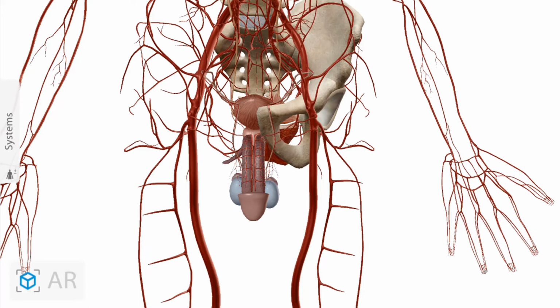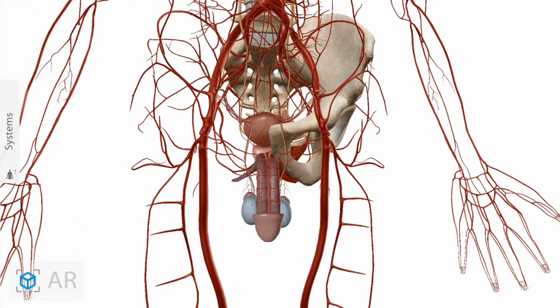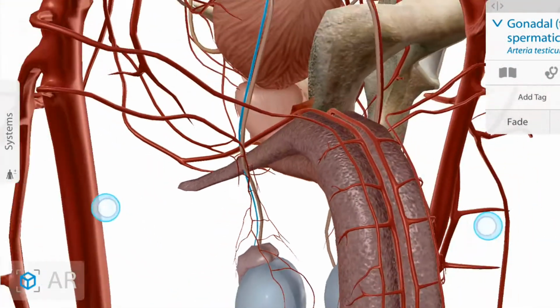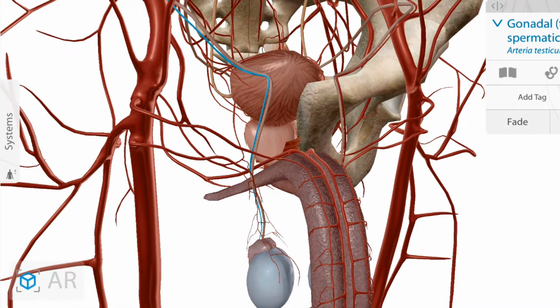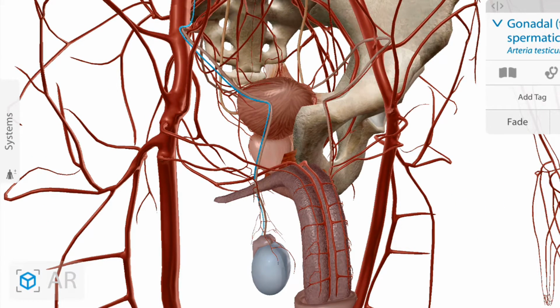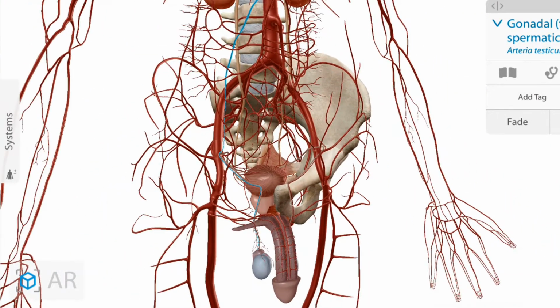So in this 3D diagram, I will only show you the testicular artery and testicular vein, which are the main blood supply of the testis. So first, I will show the testicular artery, which is the main artery of the testis. This highlighted structure is the testicular artery or the gonadal artery, which is the direct branch of the abdominal aorta. So it is the lateral branch of the abdominal aorta.